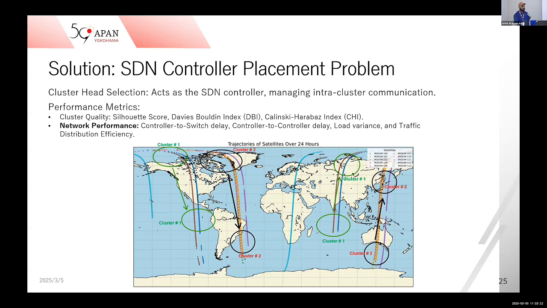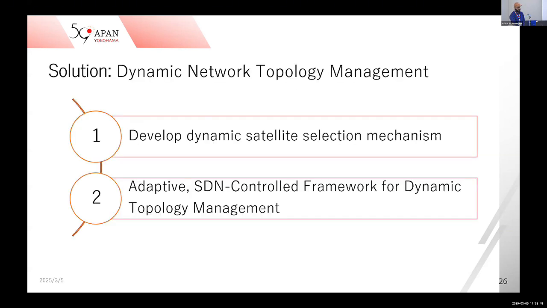In this, we took some performance metrics. The cluster quality is based upon the Silhouette score, the Davies-Bouldin index, and the Calinski-Harabasz index. These are the 3 metrics that we provided, and based upon the scores of these metrics, we provided our results. The network performance was based upon the controller-to-switch delay, the controller-to-controller delay, load variance, and the traffic distribution efficiency.